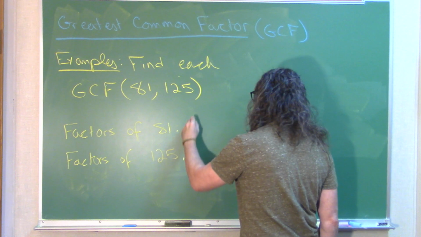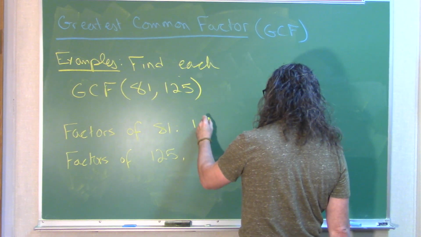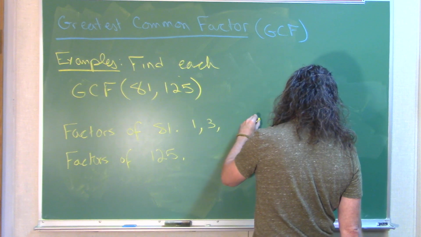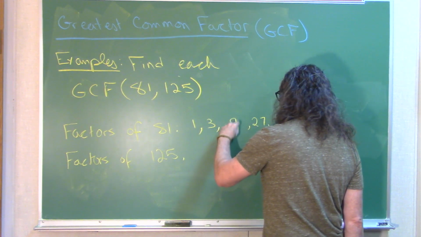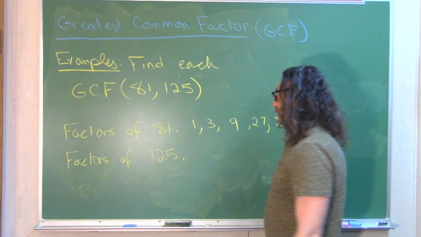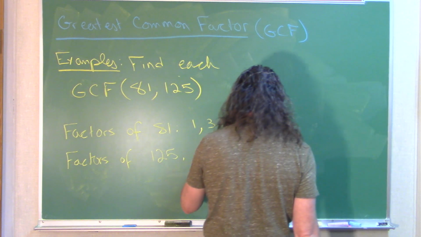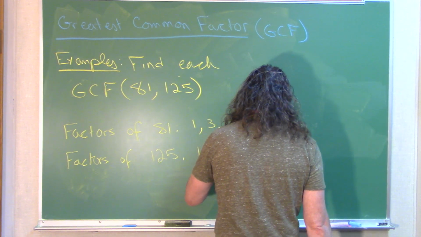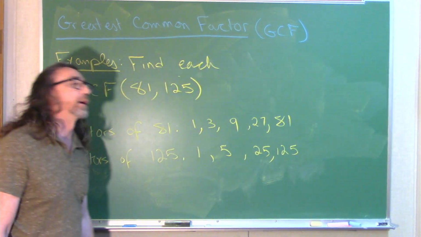Okay, so we'll make our list here. 1 divides everything, 1 and 81. 3 goes into 81, 3 and 27. And 9 goes into 81, 9 times 9. Okay, factors of 81. 1 and 125. 5 and 25, and I think that's it. These are all the factors of 125.